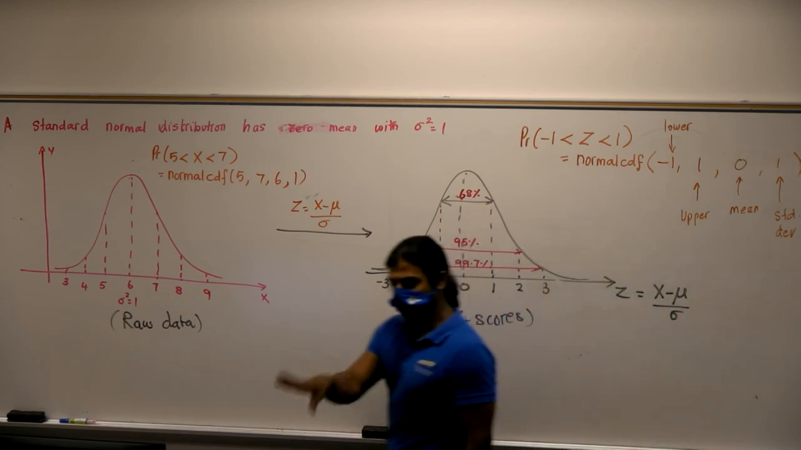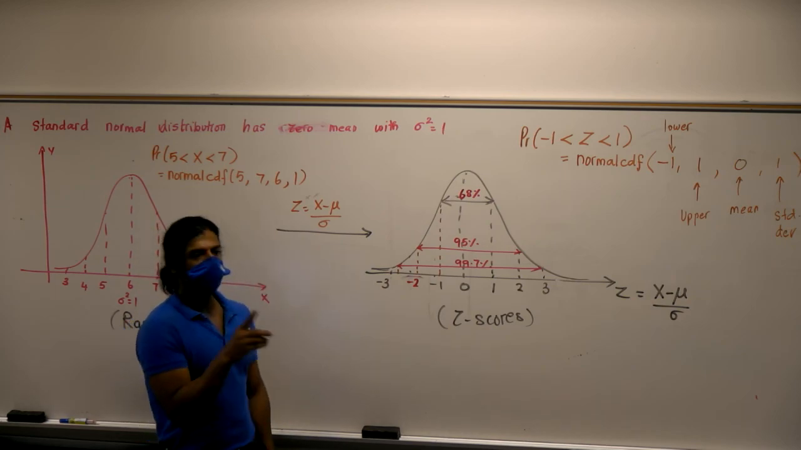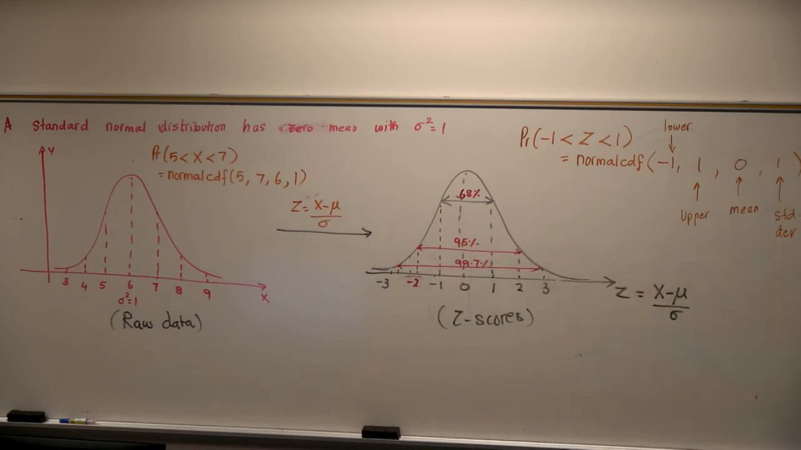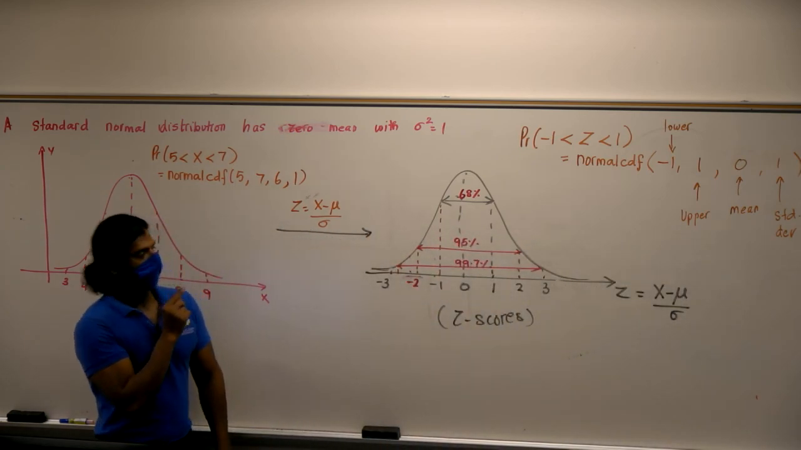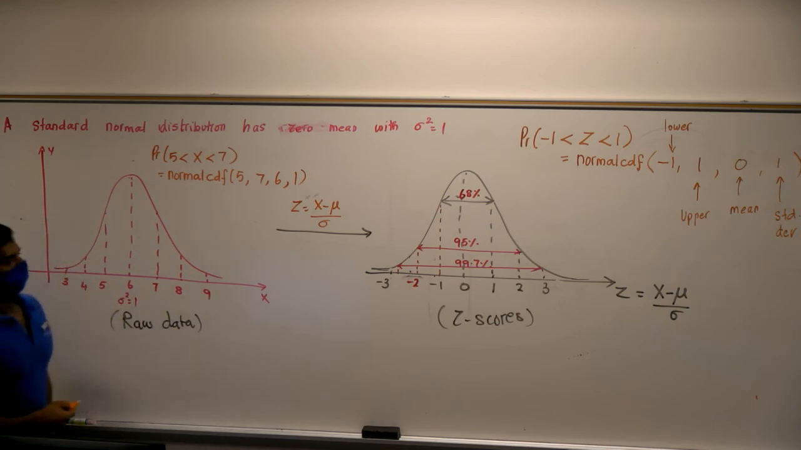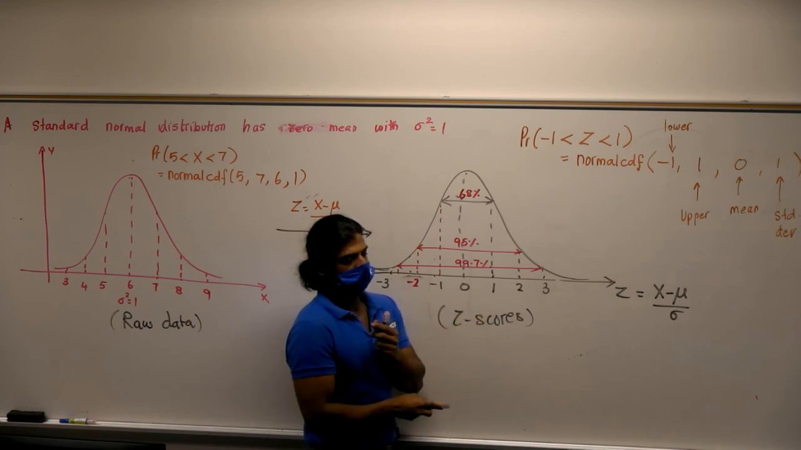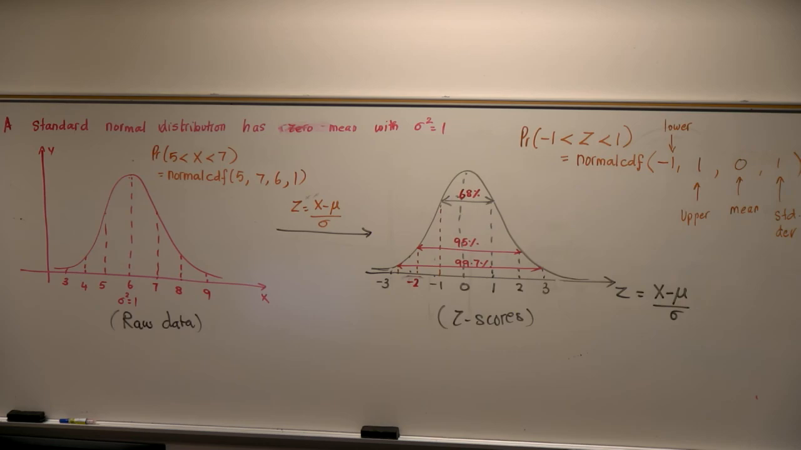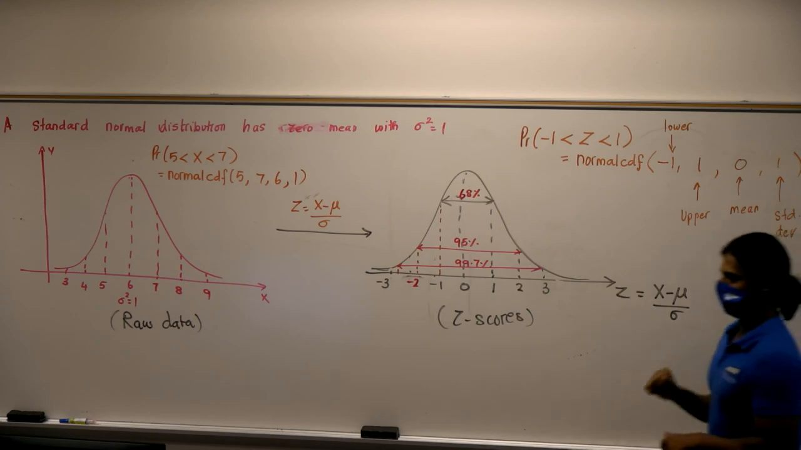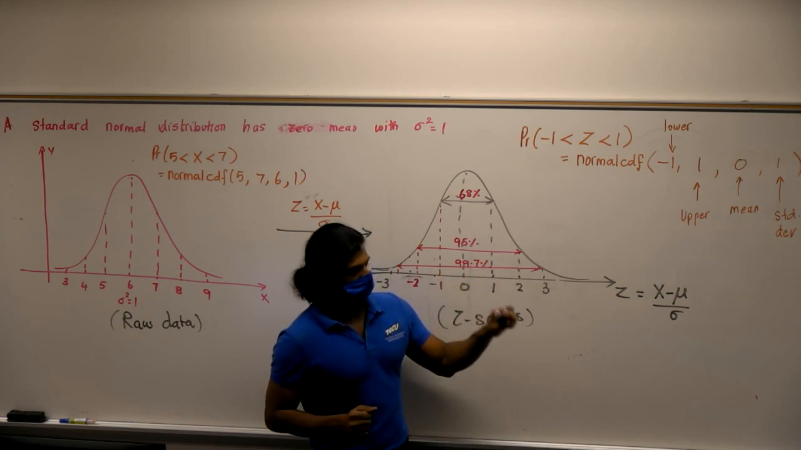Now, the issue here is these two tables summarize only for mean 0, standard deviation 1. What if I wanted to find the probability between 5 and 7? You can't directly use this table. But what you should realize, well, 5 corresponds to a z-score of -1. 7 corresponds to a z-score of positive 1. So that probability is the same as that probability, correct? Now I can use the table. Does that make sense?